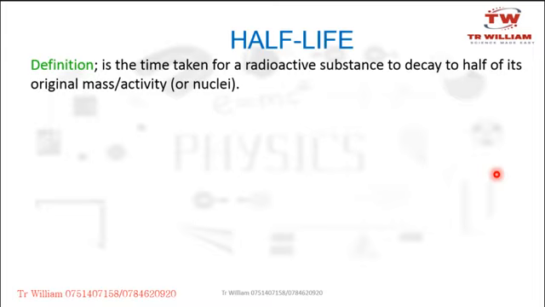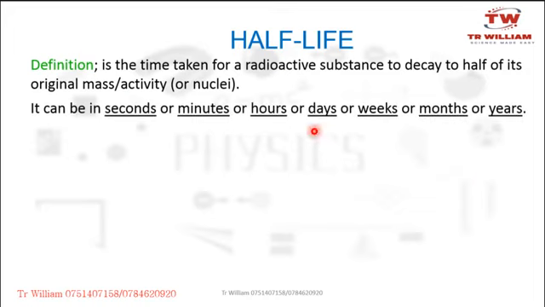that's what we call half-life. If originally you were emitting 20 particles per second, the time it will take for you to start emitting 10 particles per second, that is what we call half-life. So the half-life can be in seconds, minutes, hours, days, weeks, months, years, centuries, etc. Any unit of time can be used to mean half-life.